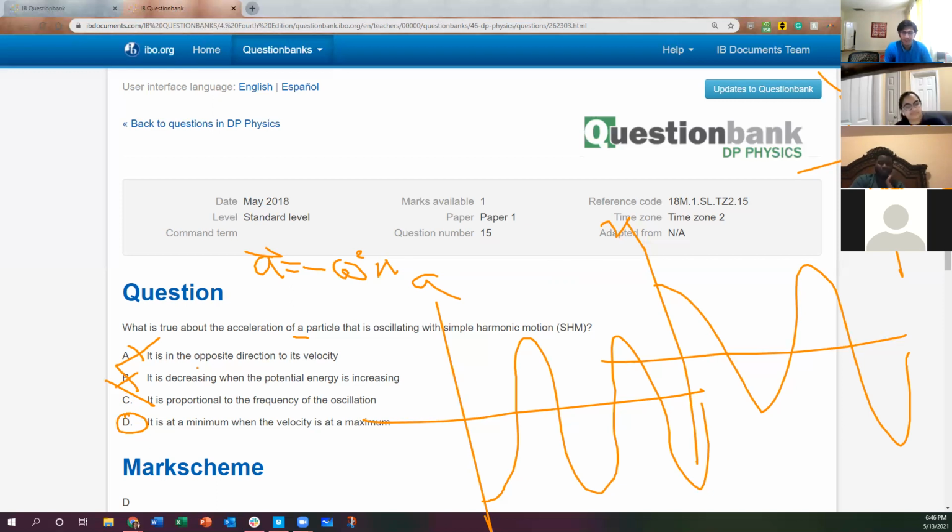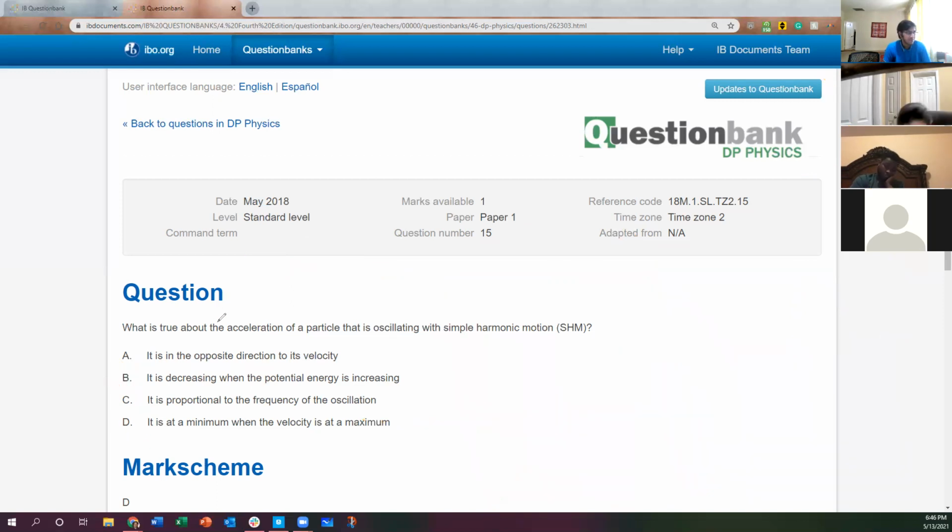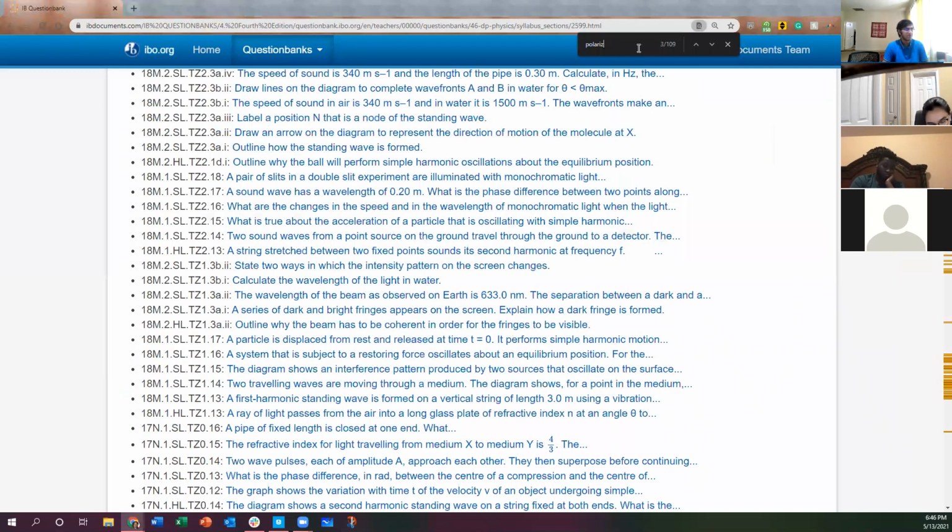Yeah, that was a weird question. I think they should have specified more clearly the magnitude of acceleration and the speed, because minimum could imply something else.